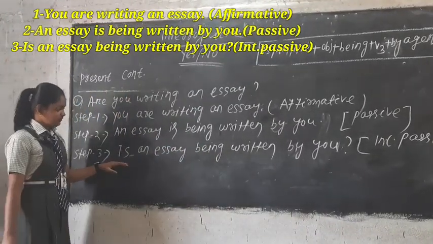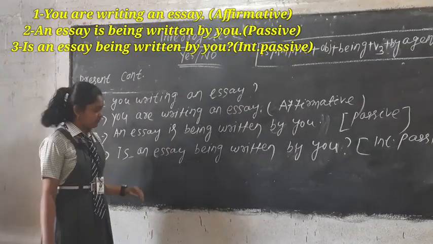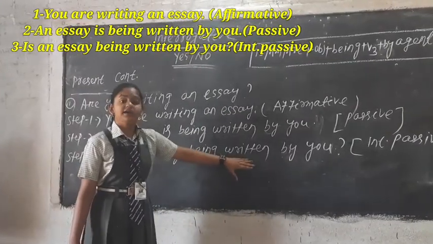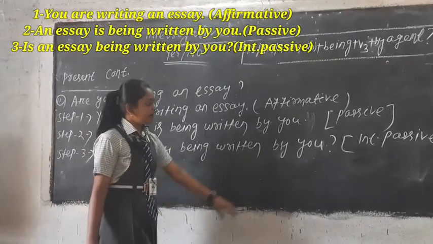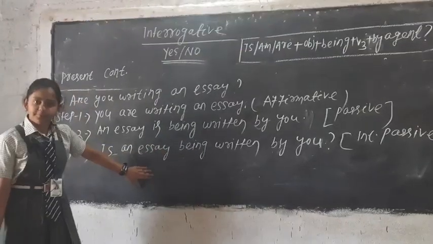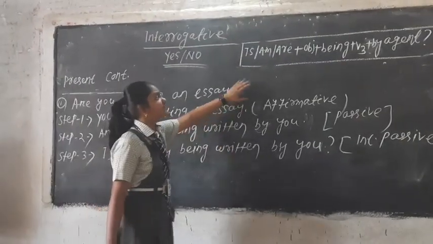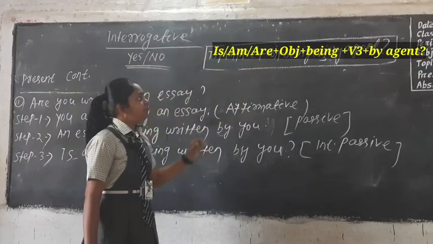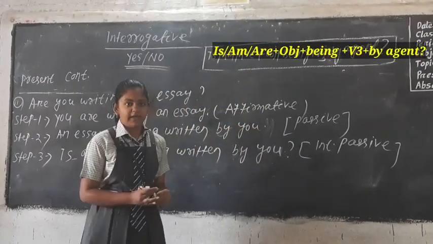Is here is the auxiliary verb and essay is the subject. Being as usual is used in the passive form. Written, the verb 3 form and by agent or by you. This is the interrogative passive form. Or we can simply follow the structure is or are plus object plus being plus verb 3 plus by agent.